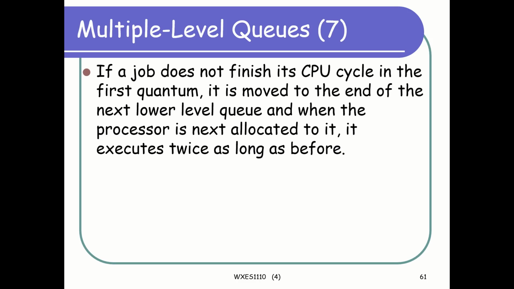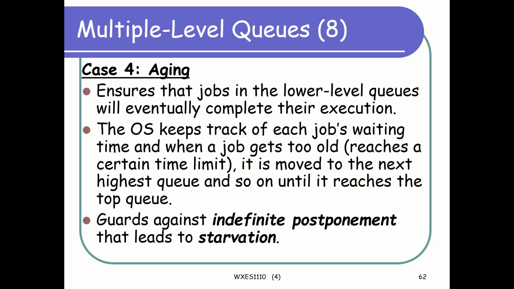If a job does not finish its CPU cycle in the first quantum, it moves to the end of the next lower level queue, and when the process is allocated the CPU again, it executes twice as long as before. So let's say you have a quantum of 10 seconds, and when the time quantum expires you haven't finished the job. So you move to the next lower level queue. When the job, let's say job A, comes back, it will execute twice as long as before, so it has a time quantum of 20 seconds.